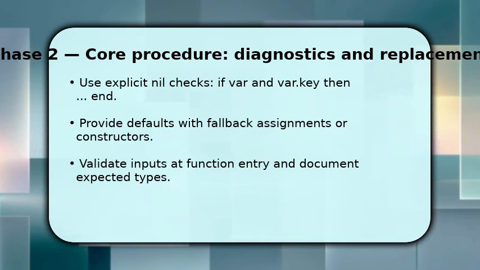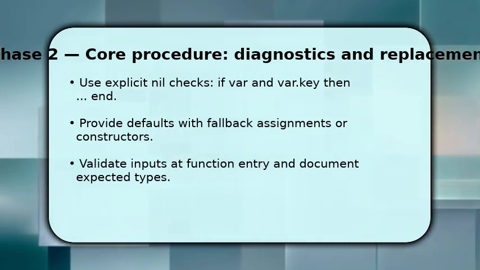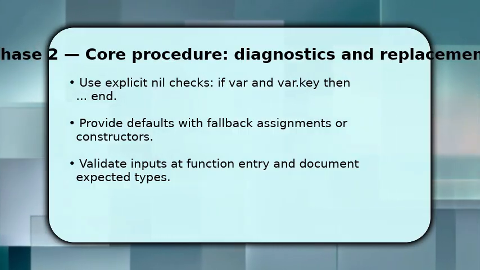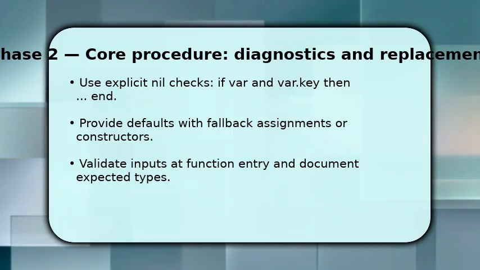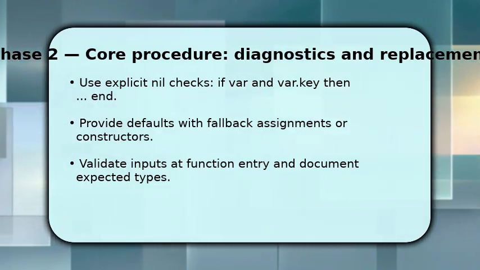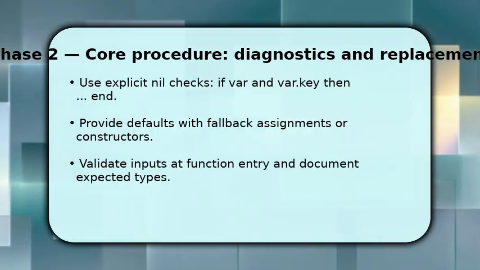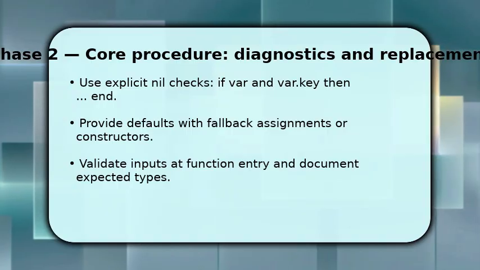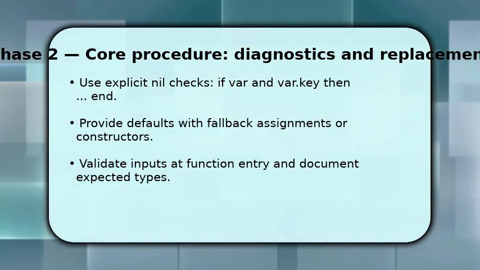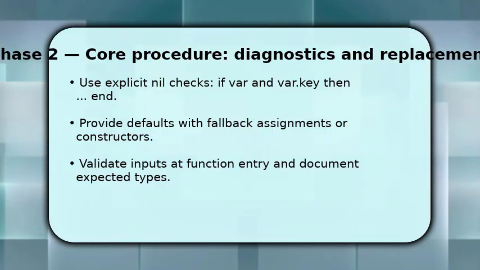Next, apply defensive checks where the indexing occurs. Write concise guards such as if obj and obj.field then to avoid direct indexing of nil. Also, give variables safe defaults immediately after creation so they never stay nil. Initialize tables or objects with constructors. Make sure to validate all inputs at function entry and return clear errors if types are wrong. These steps stop the symptom and reveal the why, while keeping your code robust in different runtime conditions.